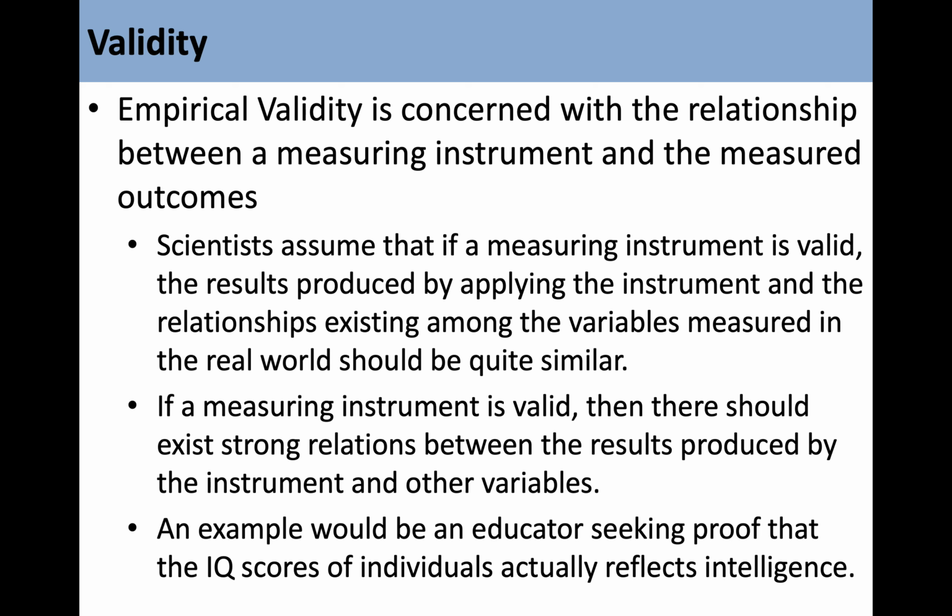Empirical validity is concerned with the relationship between a measuring instrument and the measured outcomes. Scientists assume that if a measuring instrument is valid, the results produced by applying the instrument and the relationships existing among the variables measured in the real world should be quite similar.